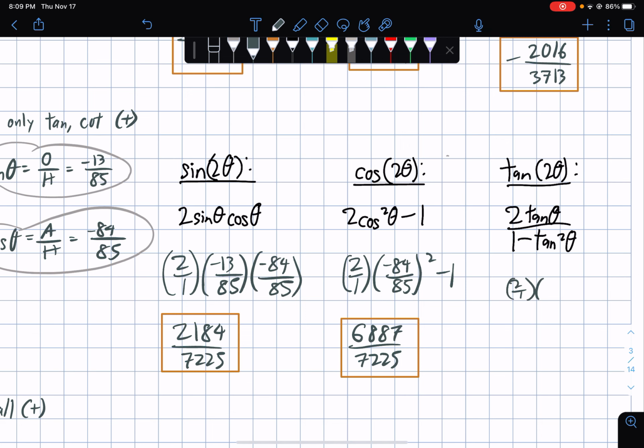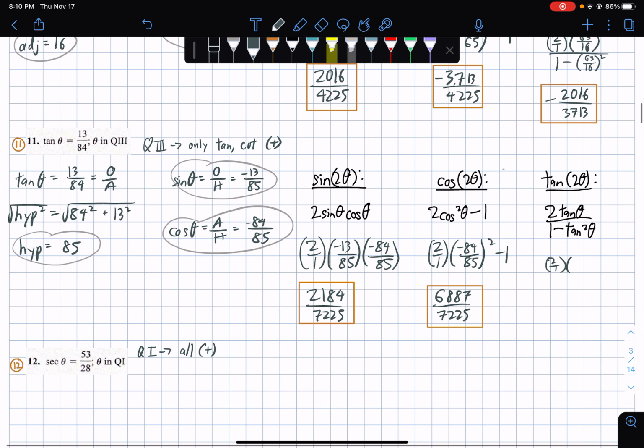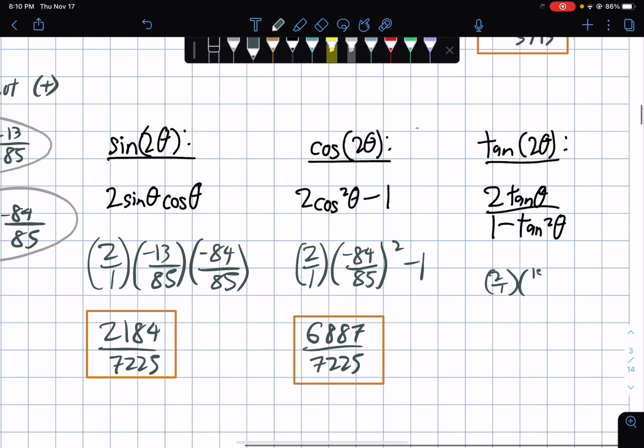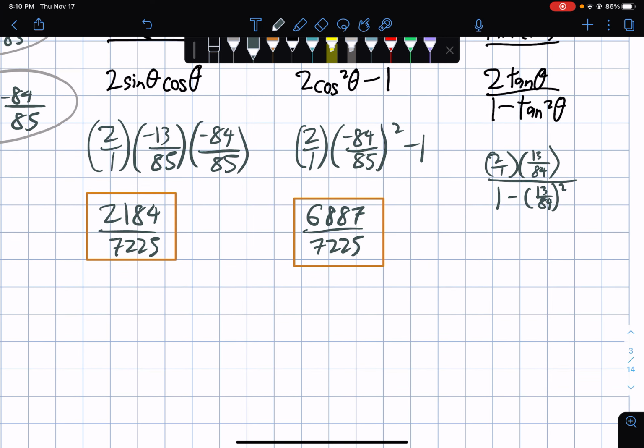2 over 1 times tangent theta. Tangent theta is 13 over 84, over 1 minus 13 over 84 raised to 2. Put those values in the calculator and we get 2,184 over 6,887.